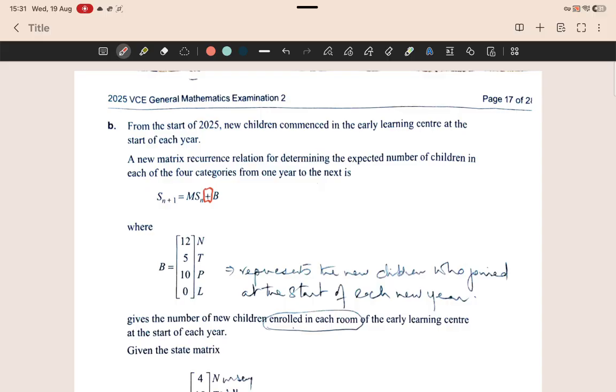So B is given to you. Now, usually they'll ask you what B represents, but here they say it gives the number of new children enrolled in each room. So sometimes they'll say what's the total number of new children that have been enrolled at the learning center at the start of each year. So all you have to do is add 12 plus 5 plus 10, and that gives you 27 new students. Now, some students say 12 in the nursery, 5 toddlers, and 10 pre-kinder, but that is not the total, so you have to add them up.